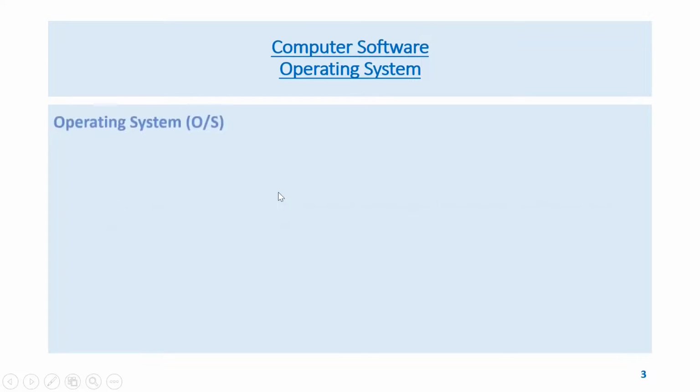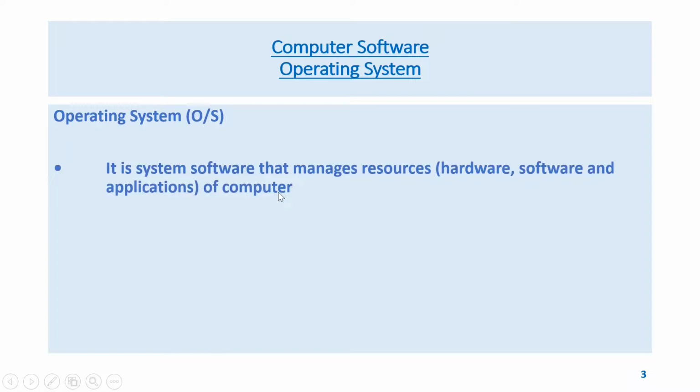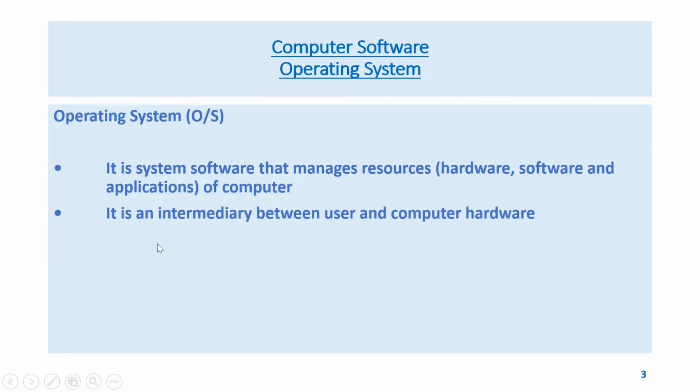Operating system. Operating system is a subdivision of the system software. So it is the system software that manages resources, whether it's a hardware resource, a software resource, and applications of a computer. So any of the resources of the computer, the operating system manages that resource, and it is a part of the system software. An operating system is an intermediary between user and computer hardware. The user doesn't directly interact with the computer hardware, but the user interacts with the hardware through the operating system.